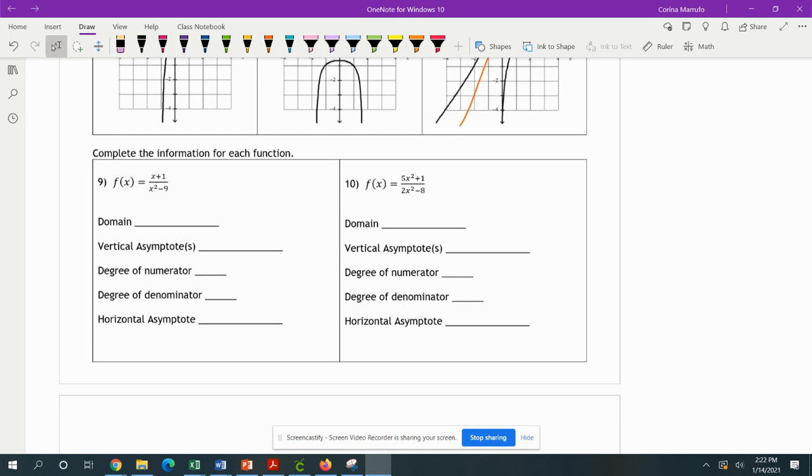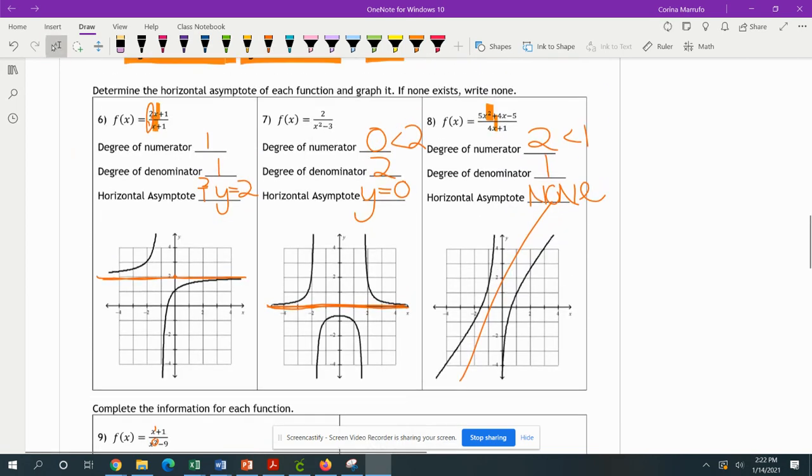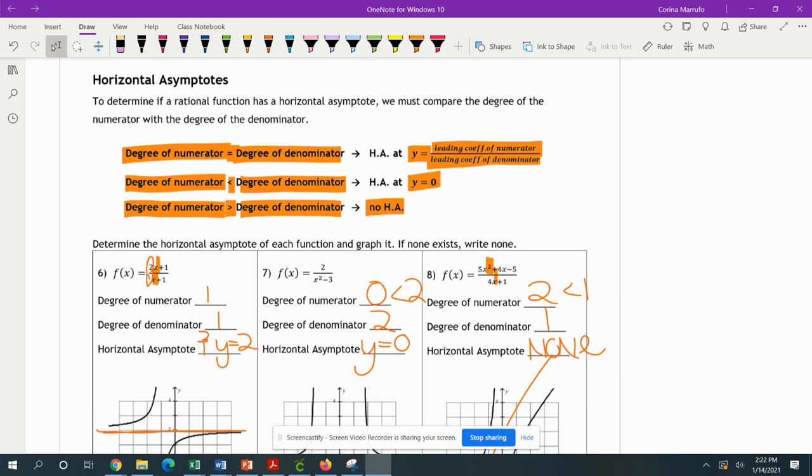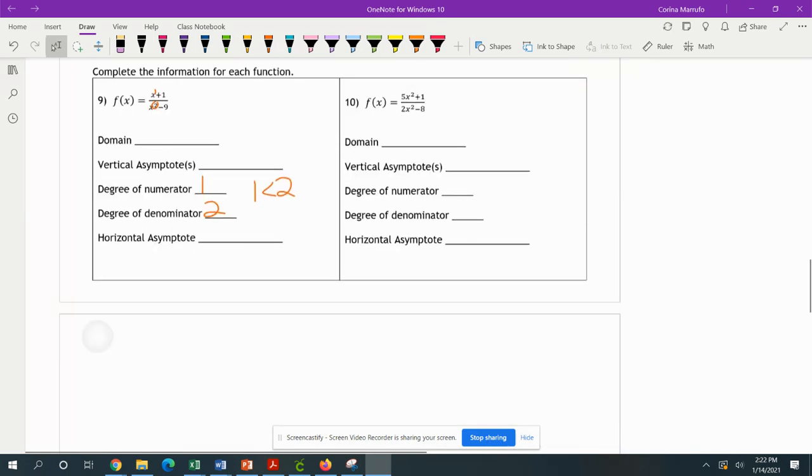So I'm going to start with the horizontal because I feel like that's the easiest. It's the least amount of work. The degree of the numerator, the exponent for x on the top, is 1. The exponent for x on the bottom is 2. Well, 1 is less than 2. If you don't remember this, you can refer back to your little chart here. When it's less than, that means we have a horizontal asymptote at y equals 0. So horizontal asymptote at y equals 0.